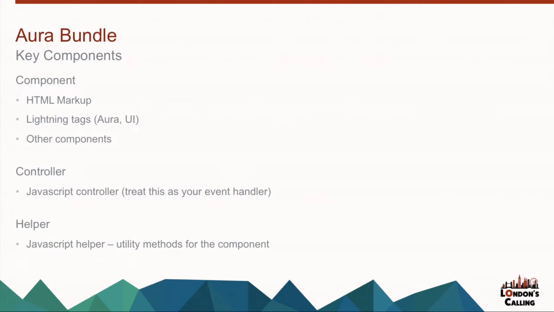The JavaScript helper is the same thing. This is where you do all your heavy lifting. Very similar to what you would do in Apex, you'd have your controller. You might then fire that off to a worker or a utility method. It's exactly the same kind of principle there.